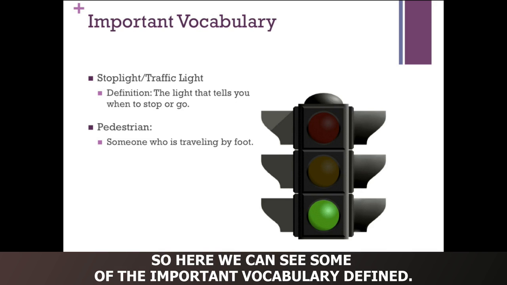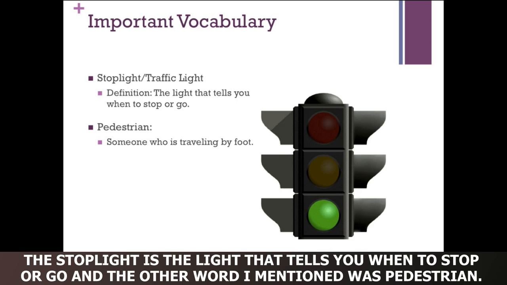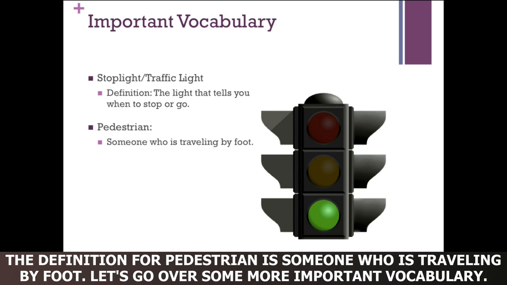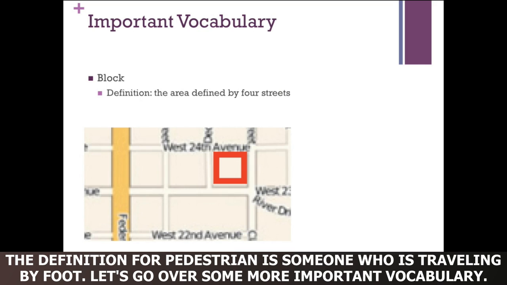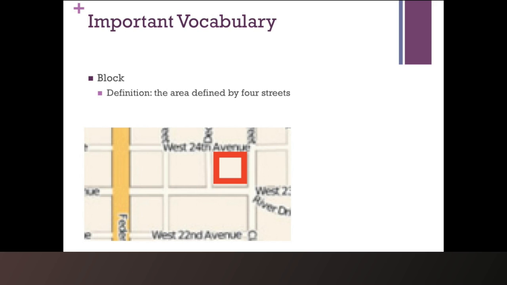So here we can see some of the important vocabulary defined. The stoplight is the light that tells you when to stop or go. And the other word I mentioned was pedestrian. The definition for pedestrian is someone who is traveling by foot. Let's go over some more important vocabulary.